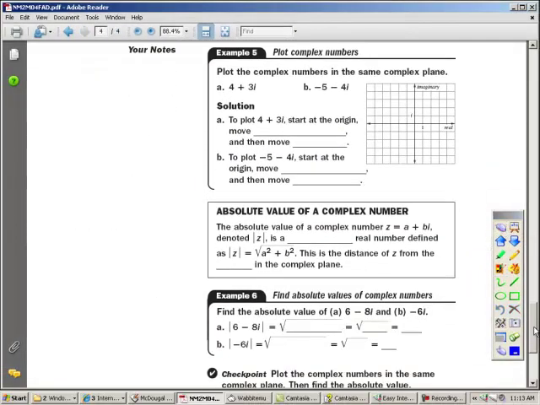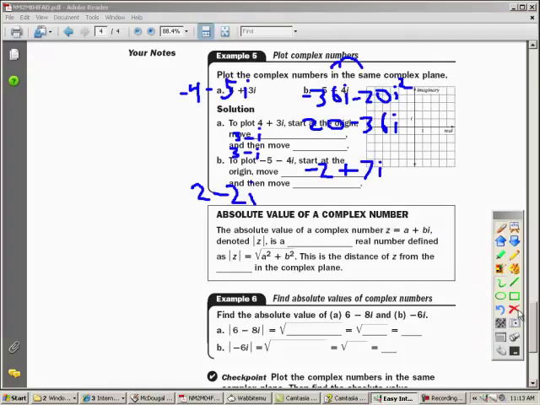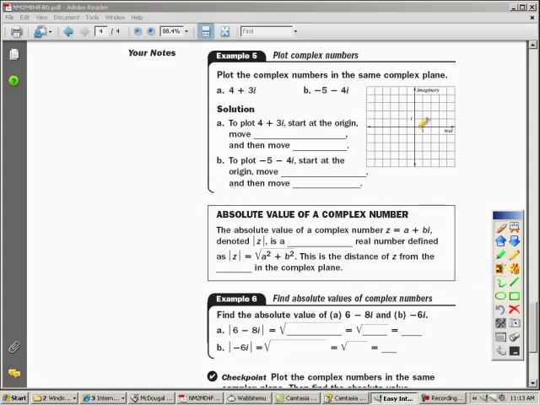Let's take a look at this one. You guys are going to like this because it's pretty simple. 4 plus 3i. 1, 2, 3, 4. 1, 2, 3. There's that point right here. The point negative 5 minus 4i. 1, 2, 3, 4, 5. Down 1, 2, 3, 4. It's located right there. So the real number, the imaginary number, and you plot it.